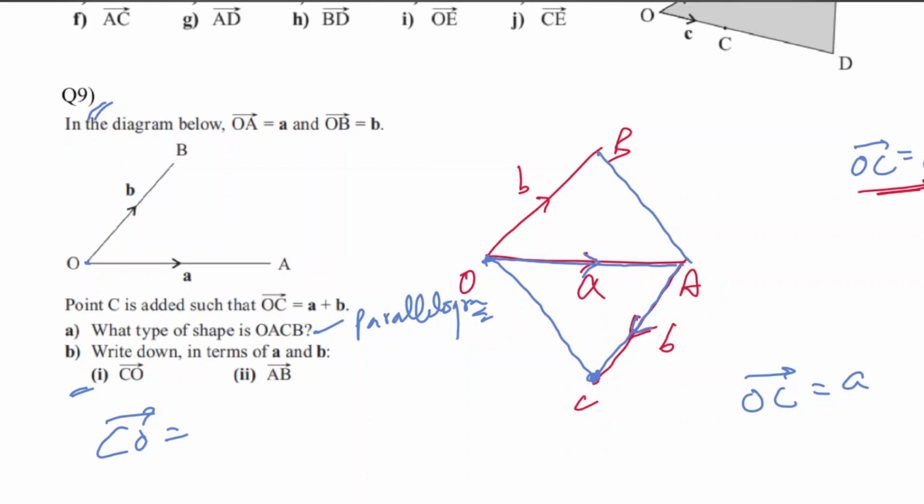And what will be the AB vector? The AB vector will be equal to minus of A plus of B. Minus of A plus of B.